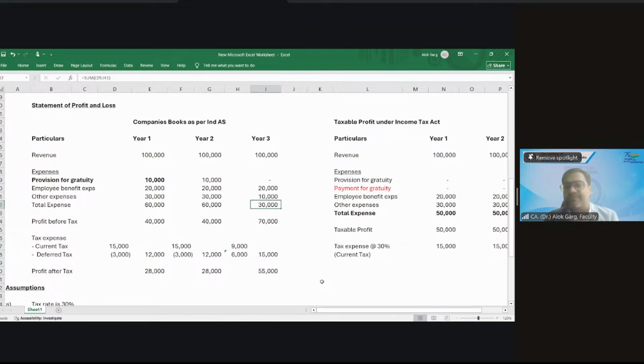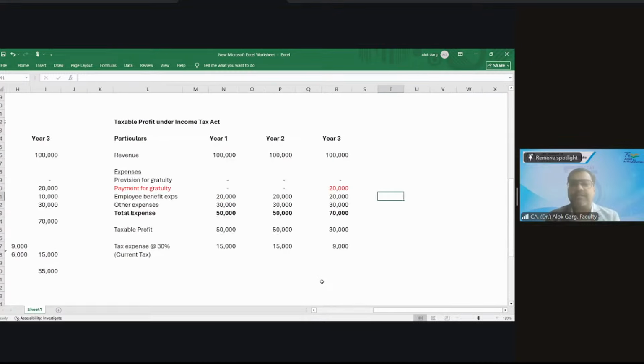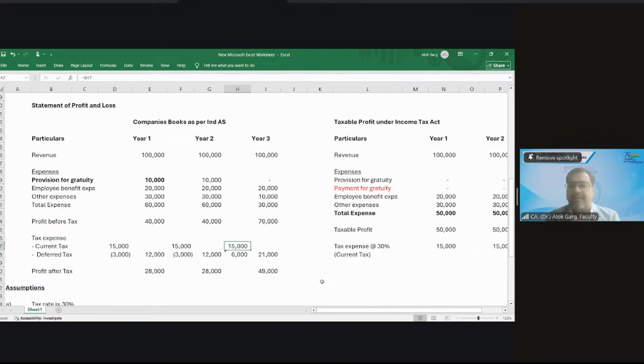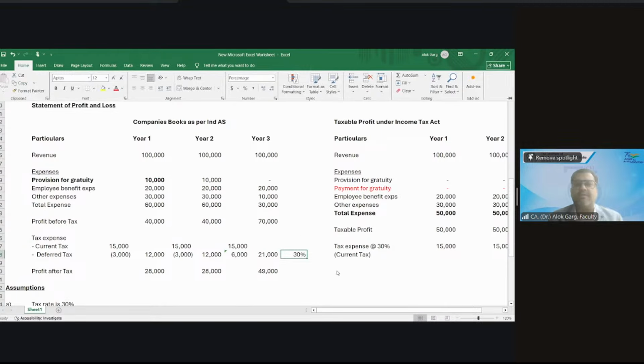Then what will happen? If this becomes 10,000, what will the third year tax be? Let's say this other expense instead of 30,000 becomes 10,000. So now your tax expense becomes 15,000 in the third year. So your current tax becomes 15,000, right? Your deferred tax will remain 6,000 and your total tax expense in the P&L has become 21,000. Check the ETR: 21,000 divided by 70,000. How much percent has it come to? Sanjay, 30%.